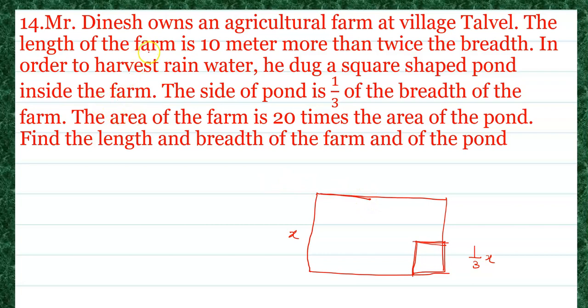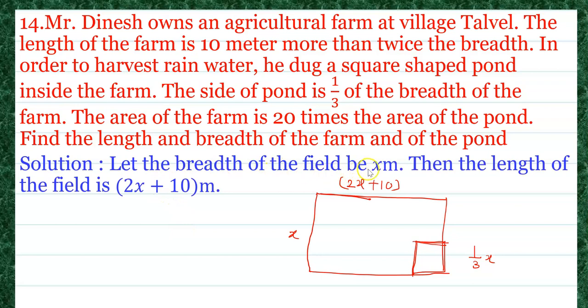The length of the farm is 10 more than twice the breadth. That is, the breadth is x, so the length is 2x plus 10. These are the dimensions. This is the rectangular field, breadth is x. The pond is a square, and its side is 1/3 of the breadth of that rectangular field, and its length is 2 times breadth plus 10, that is 10 meter more than twice the breadth. Okay, now see the solution.